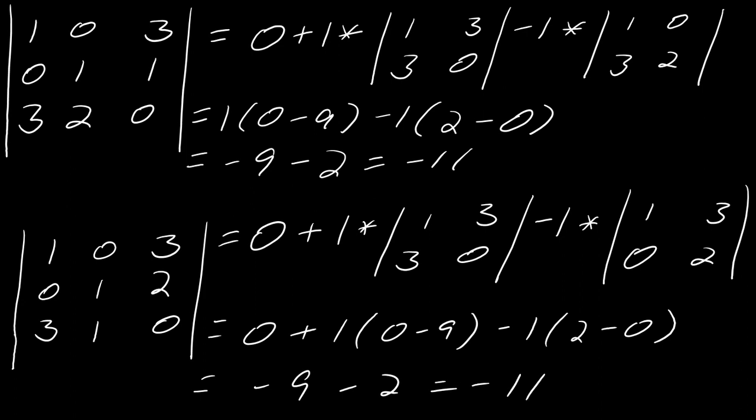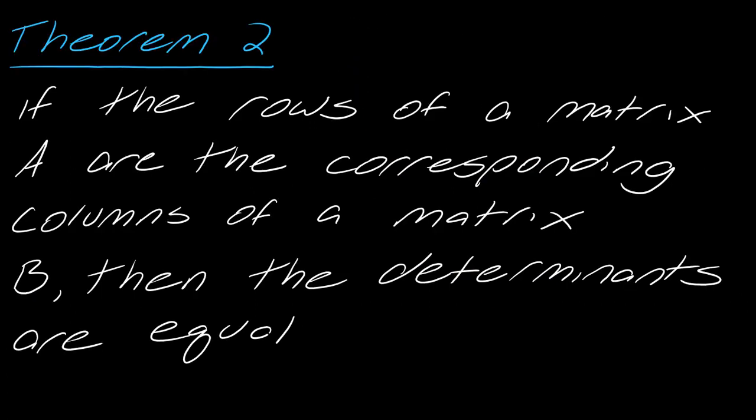So that's what that theorem is guaranteeing. If you notice that the columns are really just transposed into the rows, you're going to have the same determinants, and we have just proven it. So that is what this theorem was talking about.